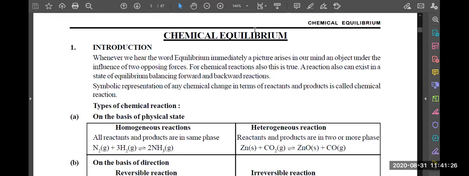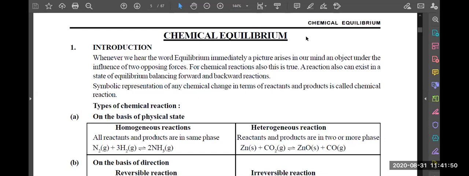The parameters can be anything, right, everyone? So I guess this is understood by everyone, the meaning of equilibrium. Now, since it is chemistry and we are talking about chemical equilibrium, we have to study the chemical reactions.